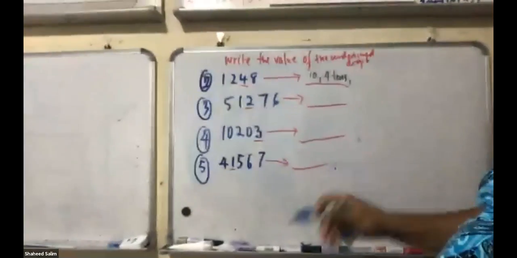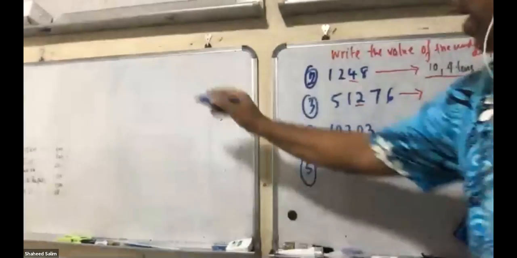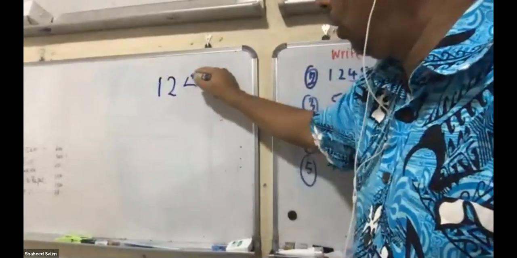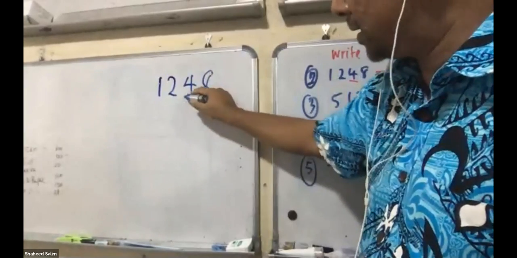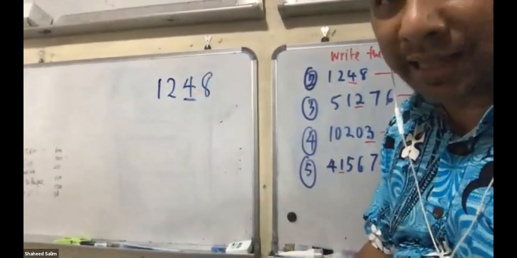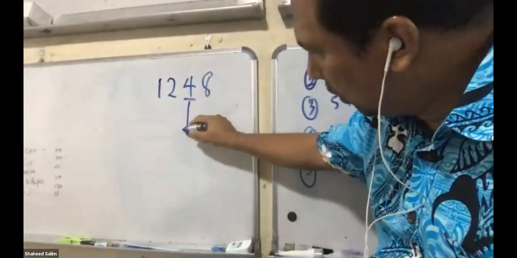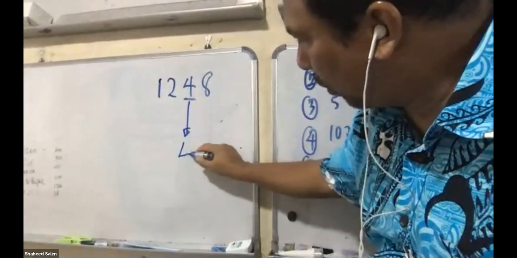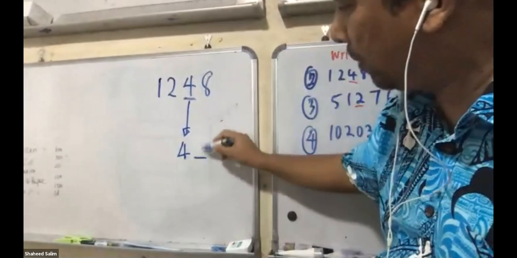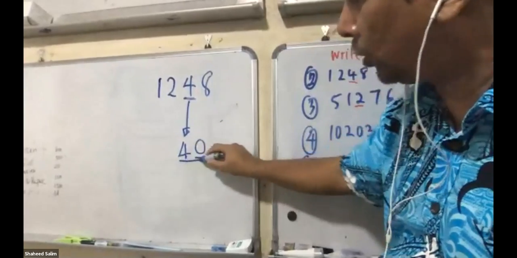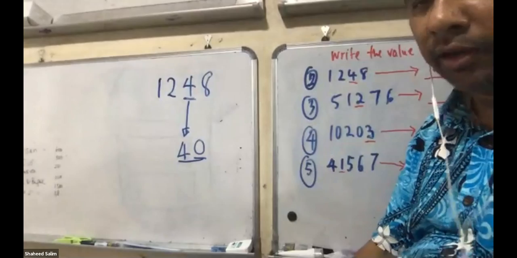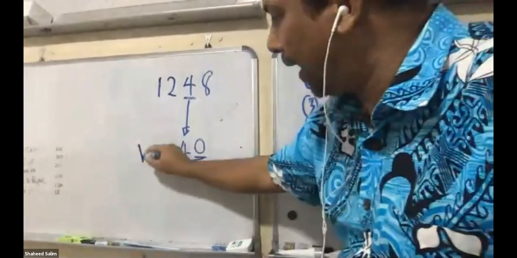Watch what I do. Look. 1, 2, 4, and 8. You underline this. If they ask you what is the value, you just draw it down. Write the 4, and beside here there must be a number, but we just put it as 0. It's 40. The value is 40. This is value.